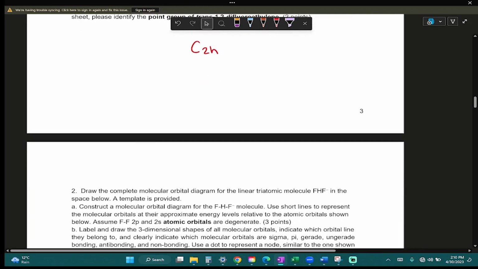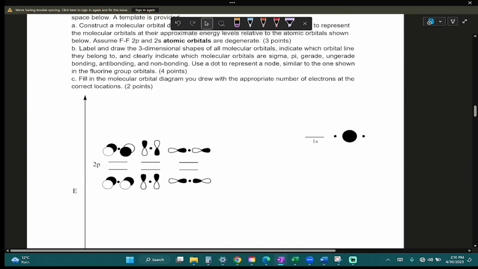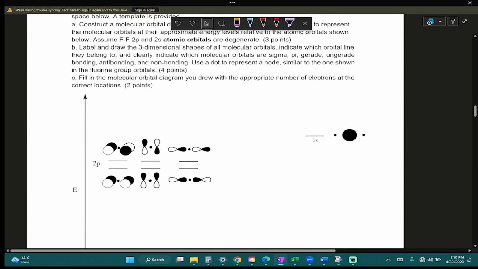Cool beans. All right, a triatomic molecule. So this one is FHF-. It's an example of one of the ones that we did in class. It looks intimidating at first, but I promise it's not that intimidating. It's a really simple one because when you break down what you're really looking at, you only end up with one bonding and one antibonding orbital.